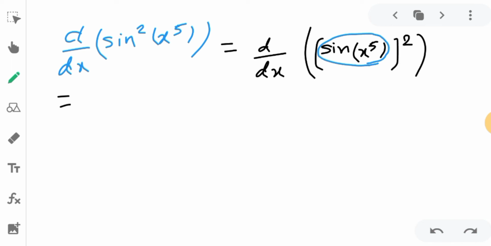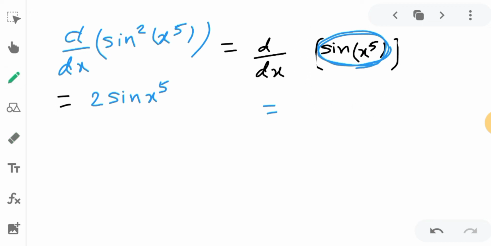And what is this? This is nothing but sin x to the power 5, which I replaced with x. So I can write this as 2 into x, but instead of x it is sin x to the power 5. So I write 2 sin x to the power 5. This derivative, the square derivative, is done.